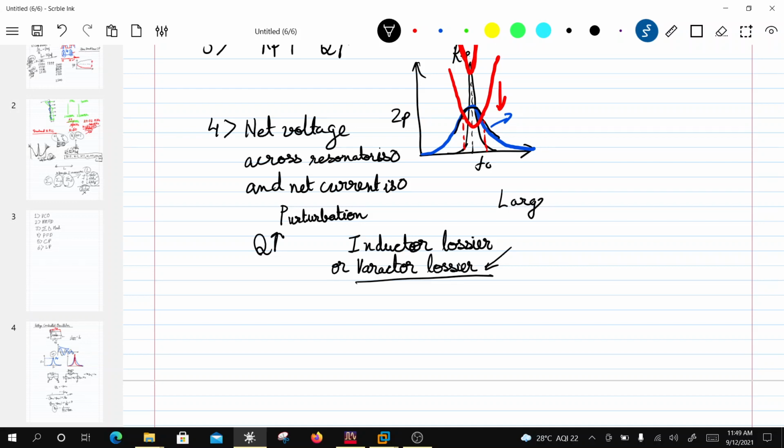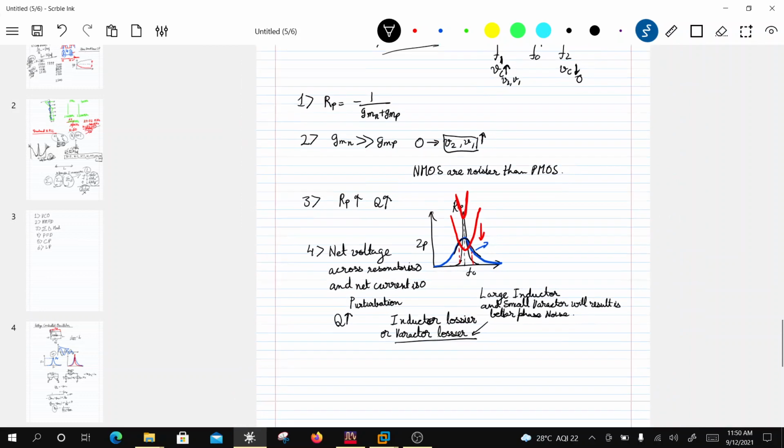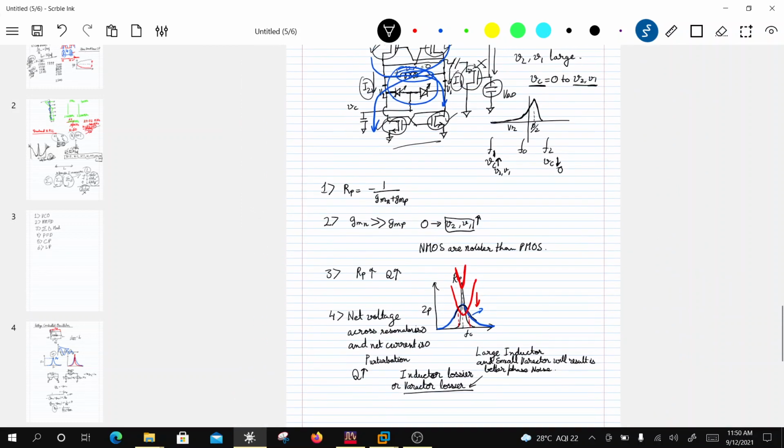Large inductor and small varactor will result in better phase noise. Correct? So large inductor and a small varactor will result in a better phase noise, right?